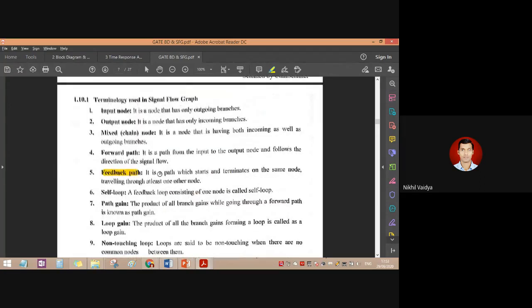feedback path. What is a feedback path? It is the path which starts and terminates on the same node, traveling through at least one other node. This is called a feedback path. I am reading it again. It is a path which starts and terminates on the same node, traveling through at least one other node.